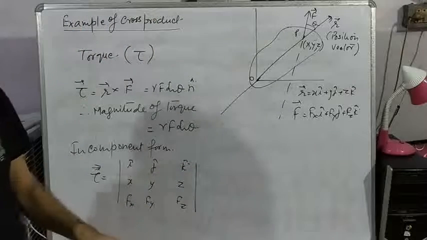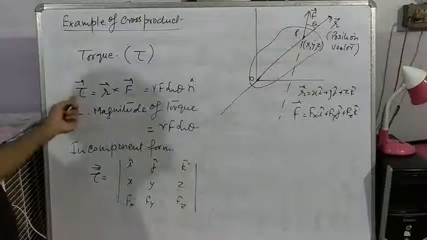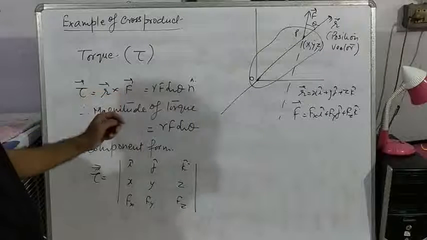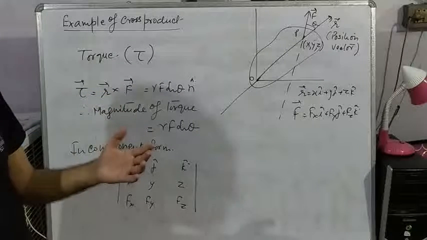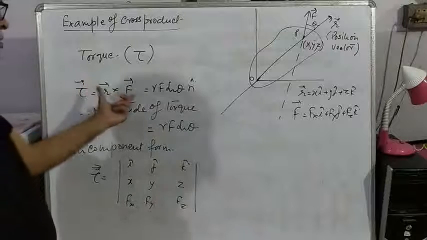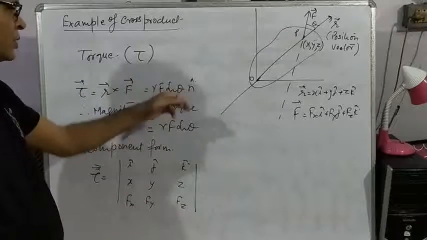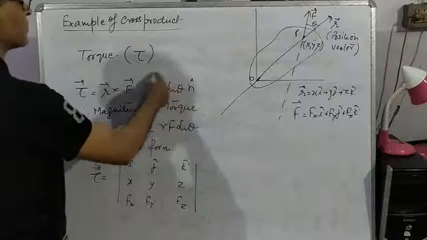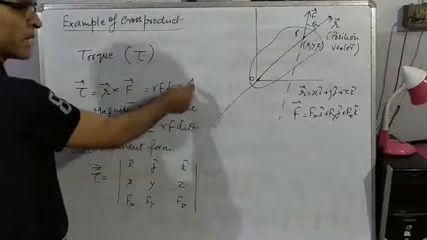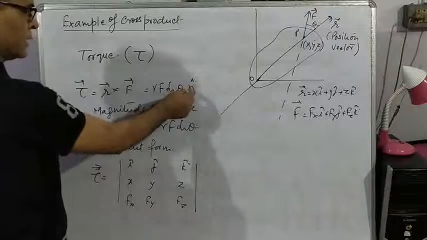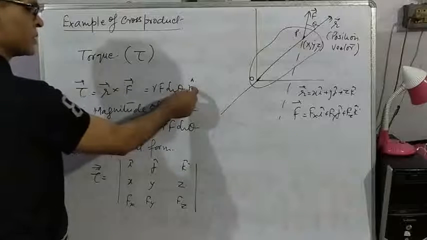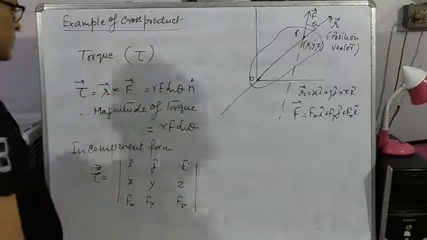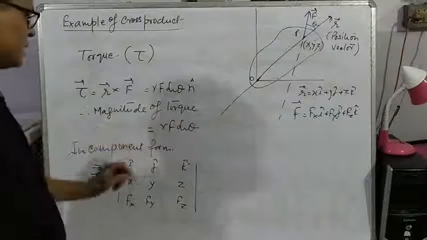Keep in mind torque is a vector quantity. So torque can be written as R cross F. By definition of cross product, this value can be written like this: RF sin theta unit vector n. This is the magnitude of the cross product, and this unit vector imparts direction. The importance of this unit vector is to introduce direction, and this is the magnitude. So magnitude is RF sin theta.